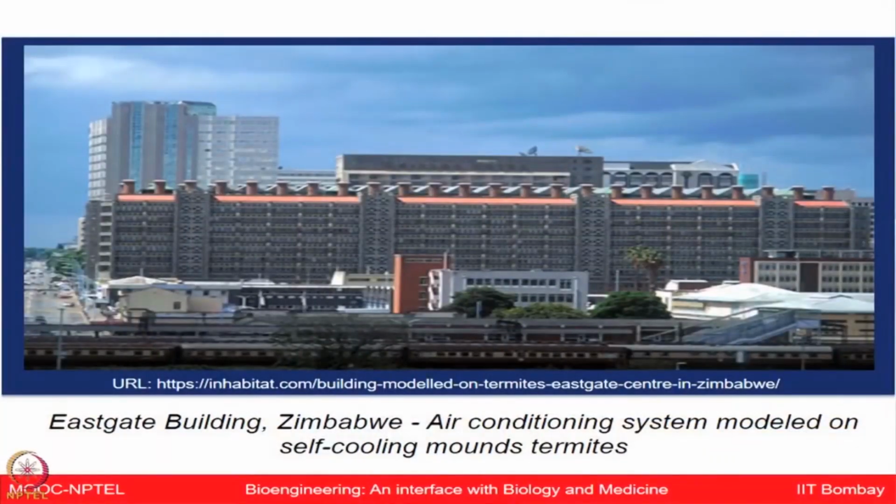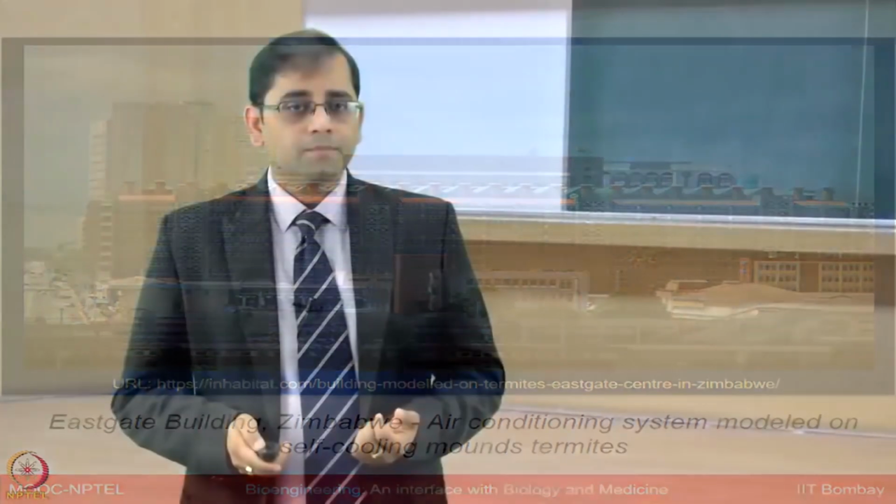Look at this elegant building in Zimbabwe, the East Gate building. Their air conditioning system is modeled on the self-cooling mounds of termites, and it has resulted in a mechanical or passive cooling system which uses 10% of the energy for ventilation than what is used for a conventional building. Just imagine that this minor observation of architecture from termites has resulted in such an efficient and elegant building which uses very little power and still provides the cooling system for the people who live inside.